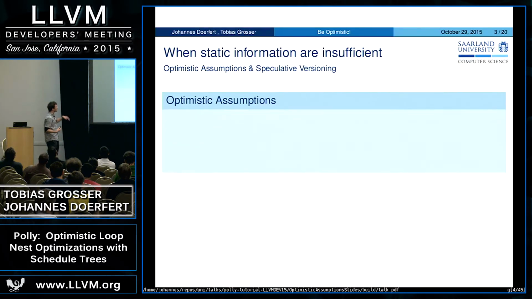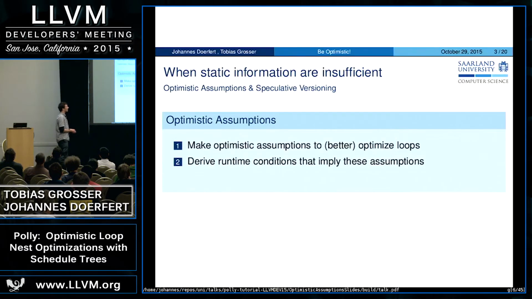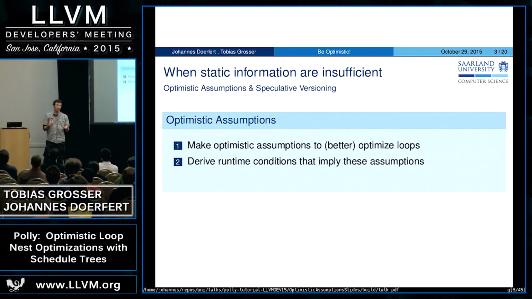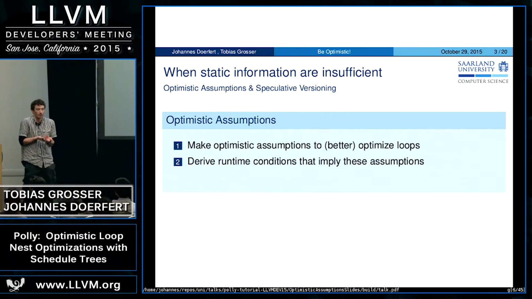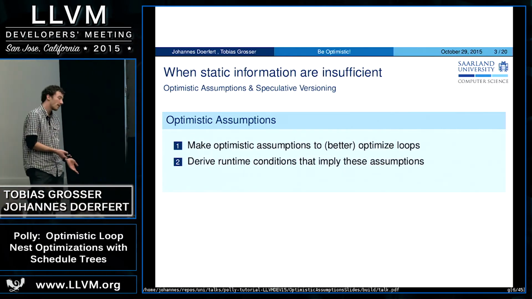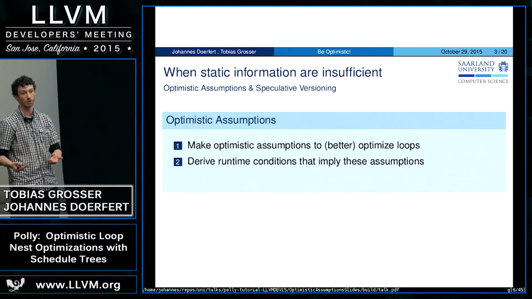So let's look at what we do. First thing is we take optimistic assumptions during compile time, so during static time. We have identified a couple of cases where we would like things to be nice, better, and we just assume them to be nice and better. Then we derive conditions so that they actually hold. At runtime, we have to check if these conditions actually hold, so we don't know that yet. At compile time, we figure out: it would be nice if X holds. At runtime, we will check X.